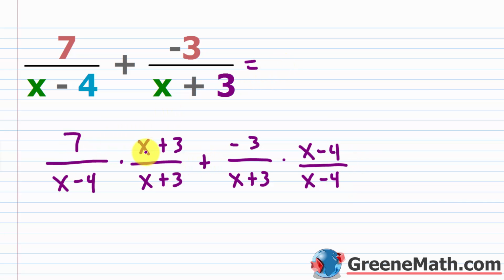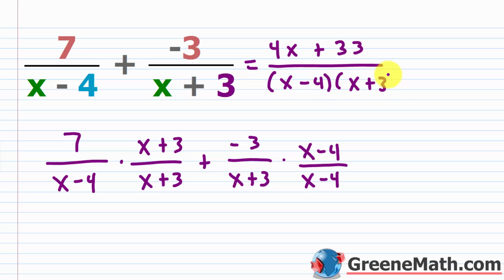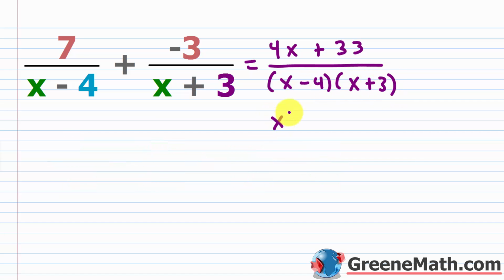So if we did 7 times x, that's 7x. And then plus 7 times 3 is 21. And then you have negative 3 times x, which is minus 3x. And you have negative 3 times negative 4, which is plus 12. Now, if you simplify, 7x minus 3x is 4x. And 21 plus 12 gives you 33. So that would be my numerator. And my denominator would be written as x minus 4 times x plus 3, if you wanted to leave it in factored form. Or you could write it as x squared minus x minus 12. So you could write it either way.